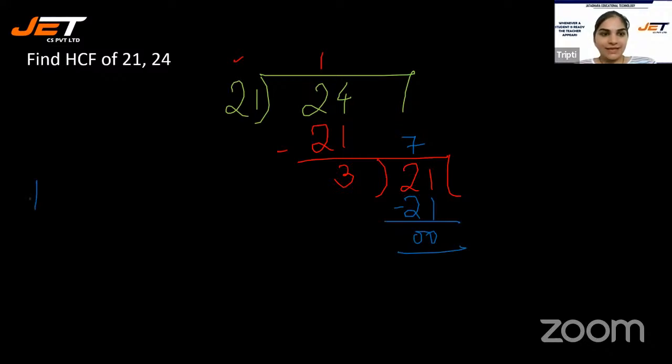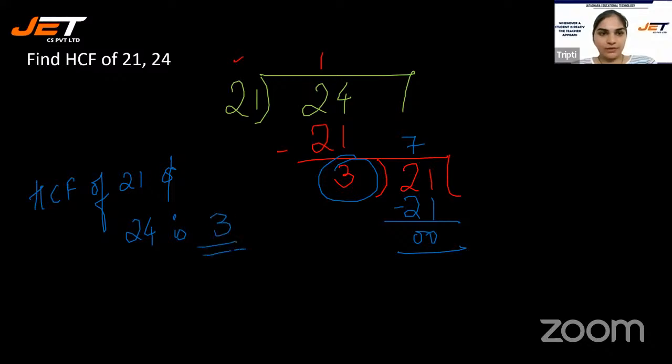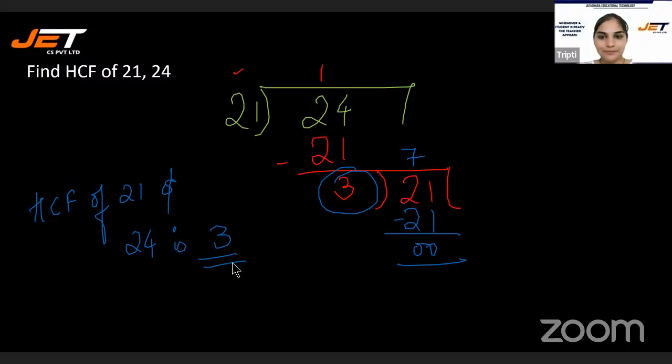So here I can see that HCF of 21 and 24 is what? The last divisor, which is 3. Okay. Last divisor, which is 3, is the HCF of 21 and 24. Yes, 3, Durga.